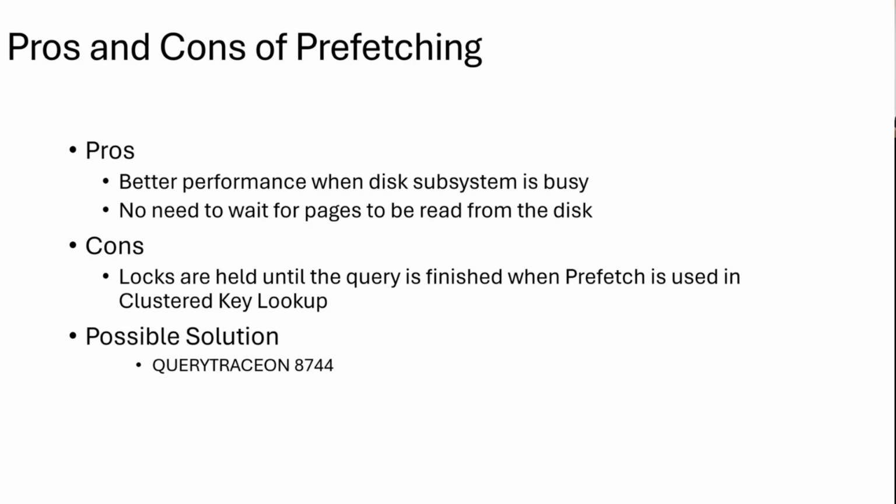And a possible solution, if you have issues with locking or strange locking behavior like we had on our production server, you can still use QUERYTRACEON 8744 in your stored procedures, in your queries, as a last resort, as a last option. And you can disable prefetching. But of course, when using trace flags, you have to still test. If it doesn't cause more issues, then it helps.